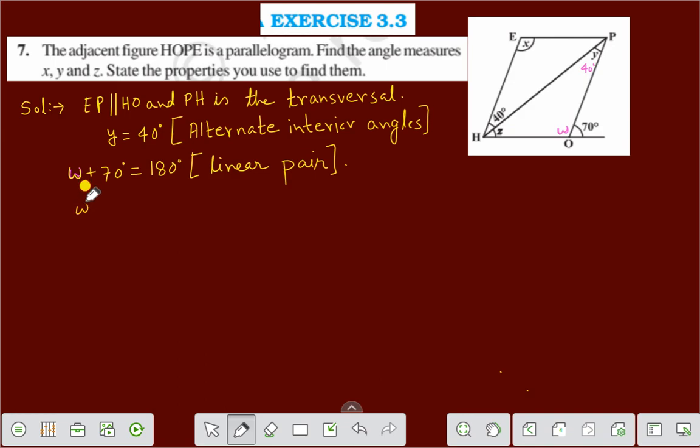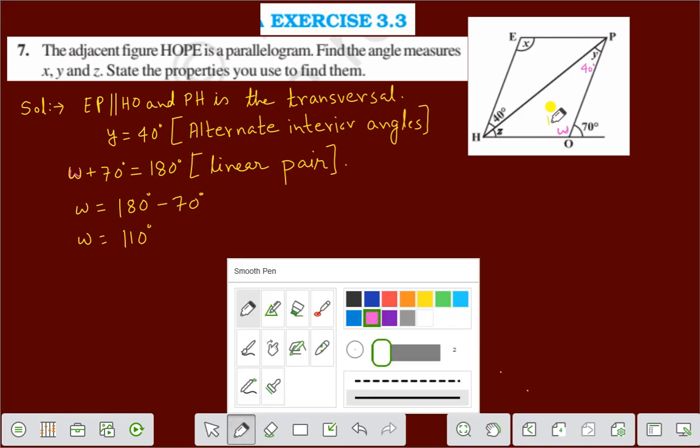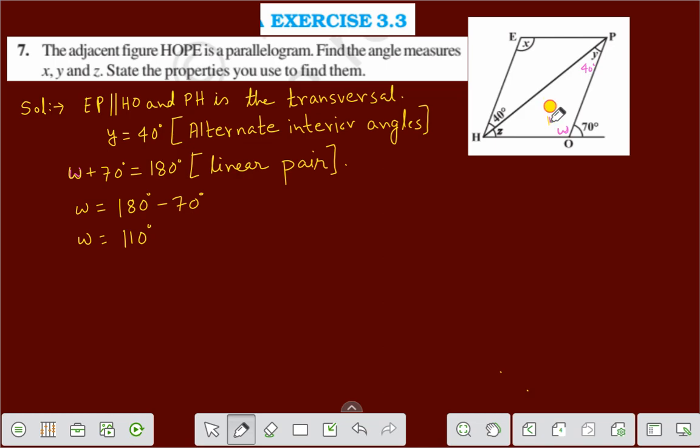Now the value of W is 180 degrees minus 70 degrees, which is 110 degrees. Therefore, the value of W is 110 degrees.